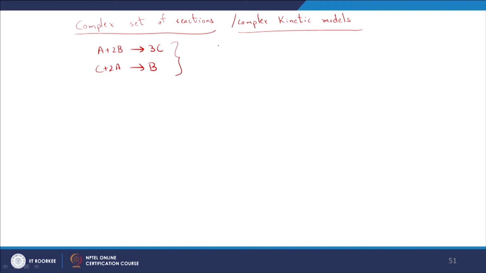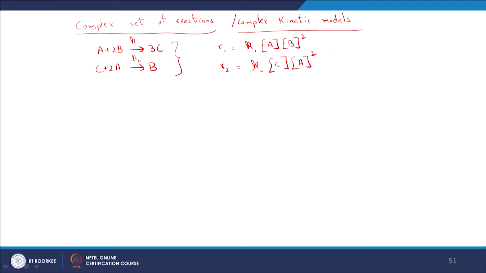So the first aspect is to write down the rate of reaction 1. What do you know it's going to be? Let's say the rate constants are K1 and K2. It's going to be K1 times the concentration of A times the concentration of B raised to the power of 2, right? And what about the rate of reaction 2? That's going to be equal to K2, the rate constant, times the concentration of C times the concentration of A raised to the power of 2. So that's what we have here, right?